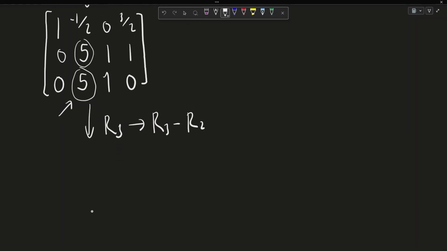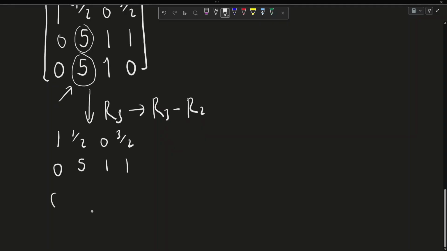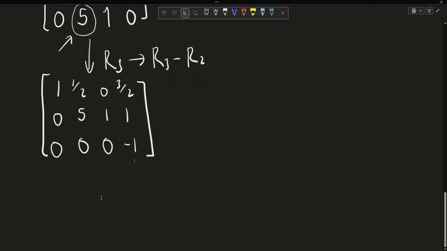And so again, the first row remains unchanged. The second row remains unchanged. In the third row, we have 0 minus 0, we have 5 minus 0, we have 1 minus 1, and then we have 0 minus 1, which is negative 1. And so this is our final matrix in row echelon form.